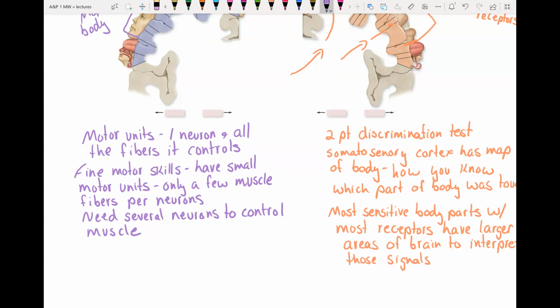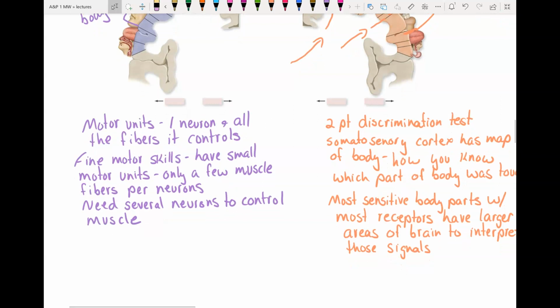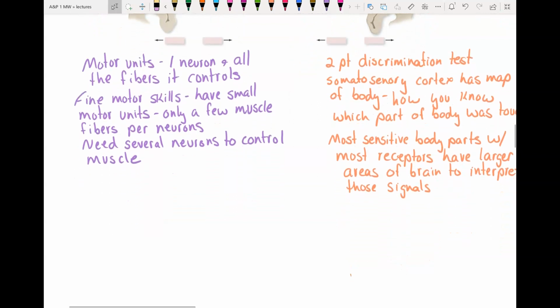Your hand and face are where you have very fine motor control. You can do fine movements with your finger, like writing. Your face makes facial expressions. Think about how much you can read into someone by looking at their face and their facial expressions. So you have a lot of motor neurons to your hand and face. And that's why they are so big on here.